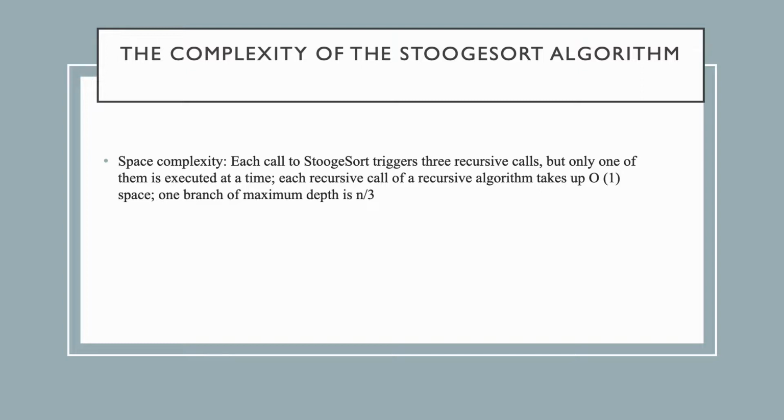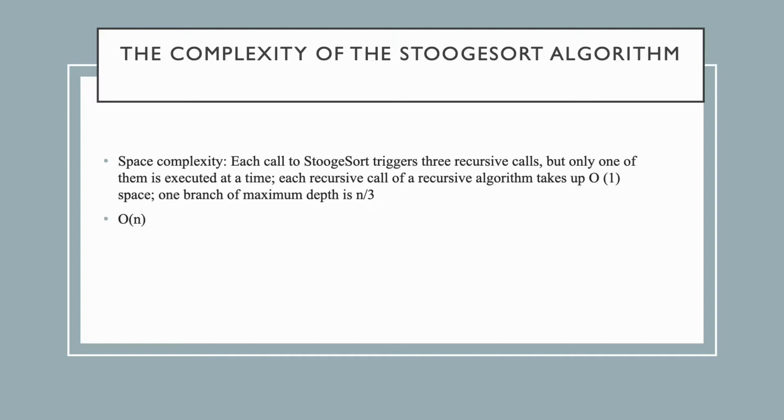Each recursive call of a recursive algorithm takes up big O of one space. Stoogesort splits the array into 3 recursive calls. It has a maximum depth of n by 3 when going deep into one branch, so the space complexity is big O of n by 3. Because we always get rid of the constant, the final space complexity will be big O of n.